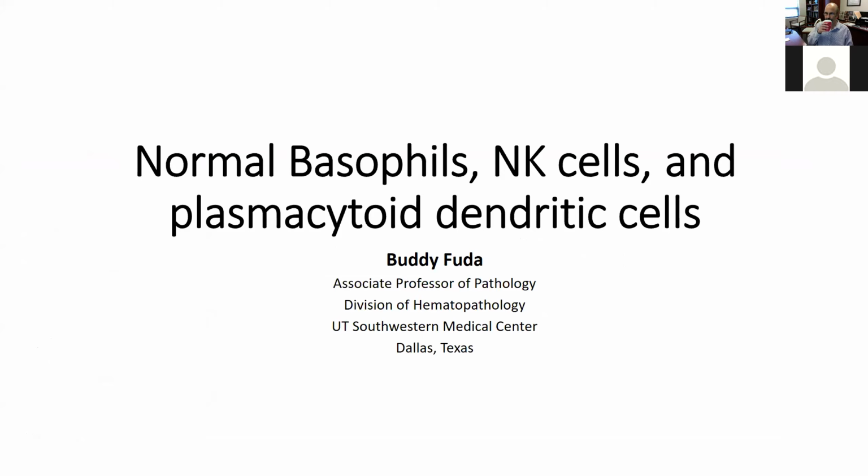Happy to be here. Today I'm going to talk about the immunophenotypic characteristics of three normal cell types that have subsets of cells with immunophenotypes that can be confusing sometimes if you don't recognize that these subsets show this kind of expression of these markers. Particularly when we're looking for minimal residual disease in certain acute myeloid leukemias, these subsets can cause confusion as to whether you're looking at a neoplastic cell population or a normal cell population. So the three cells we're going to talk about are basophils, NK cells, and plasmacytoid dendritic cells.